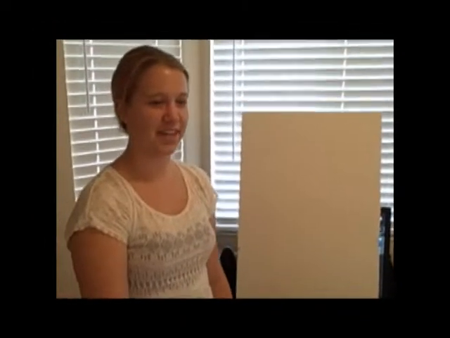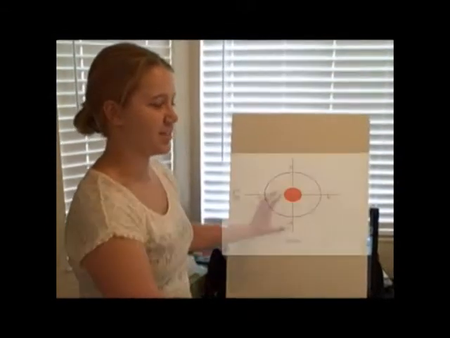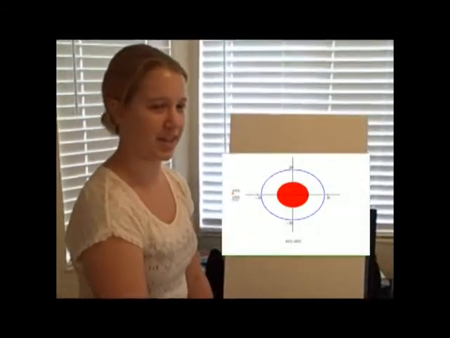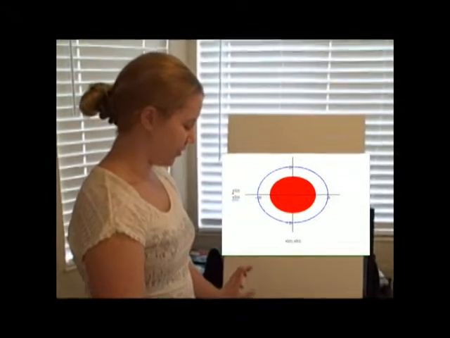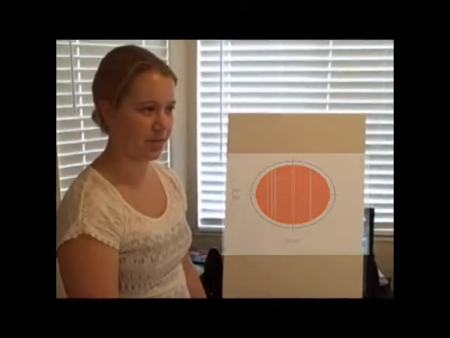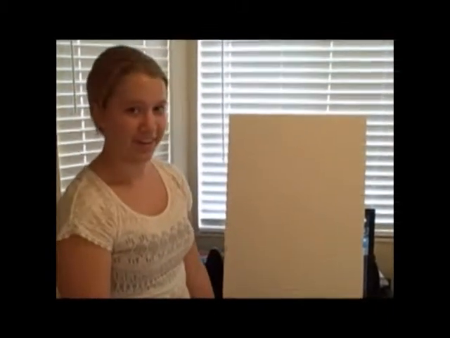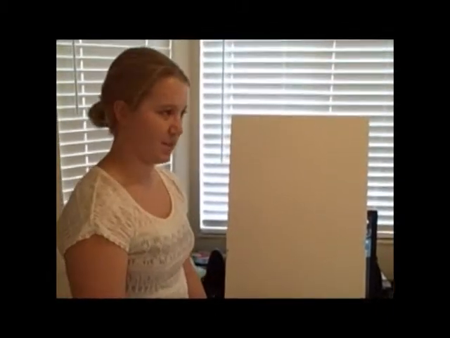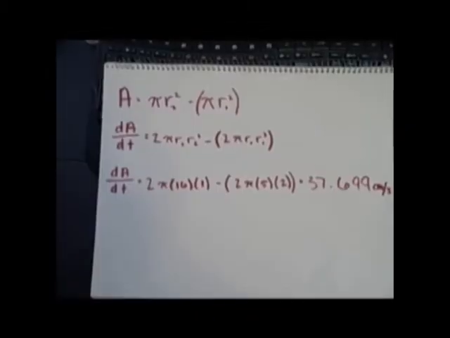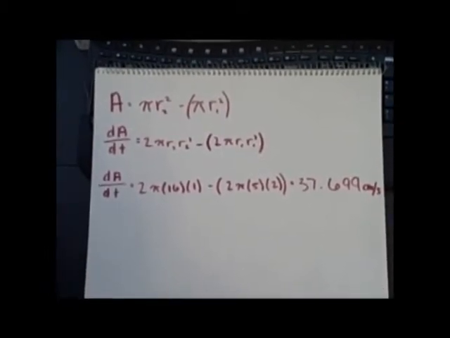Another example of related rates is this problem here, where we have two circles, one inside the other, and they're both expanding at different rates. The outer circle, R2, has a radius of 16 and is expanding at a rate of 1 centimeter per second. The inner circle, R1, has a radius of 5 and is expanding at a rate of 2 centimeters per second. In this case, we're looking for the rate of change of the area between the two circles.